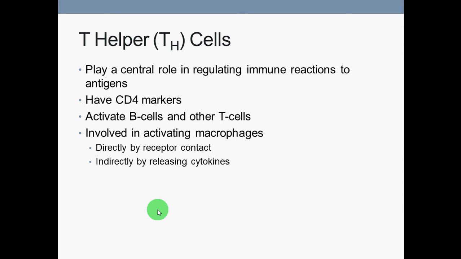So let's talk again about helper T cells. We talked about them a little bit before. They play a central role in regulating the immune reactions. That's because they have those CD4 markers. CD4 markers respond to antigen on MHC2 receptors. When they have antigen presenting to them, they can then activate B cells and other T cells to do their job. They're also involved in activating macrophages. So again, helpers, they help to activate other cells that then do the job of the immune system. So they are only indirectly involved in the immune system because they don't actually do any of the killing.